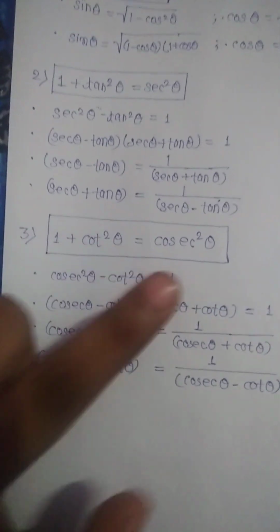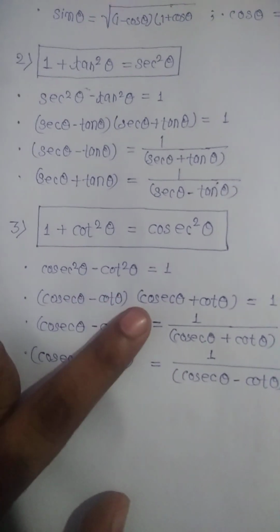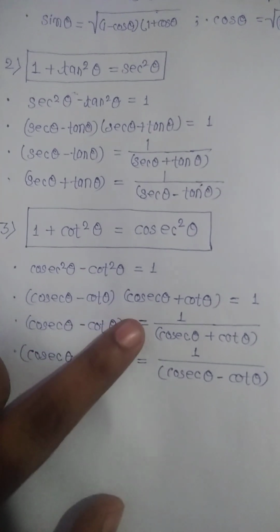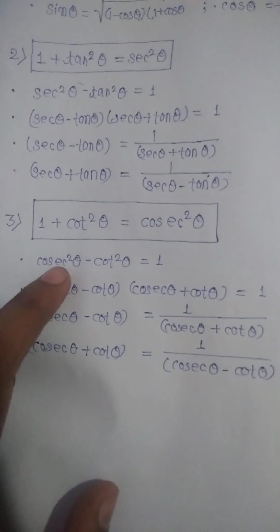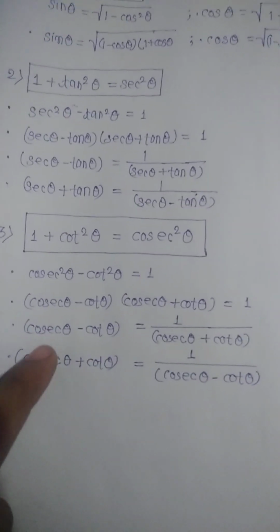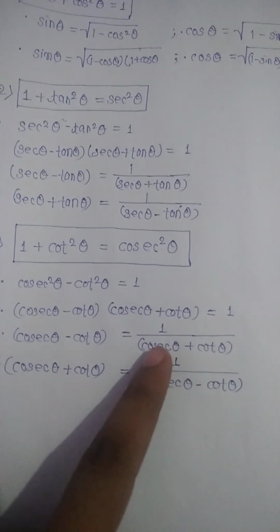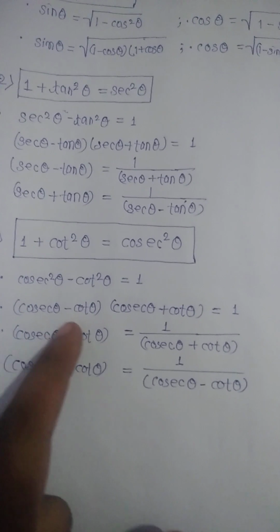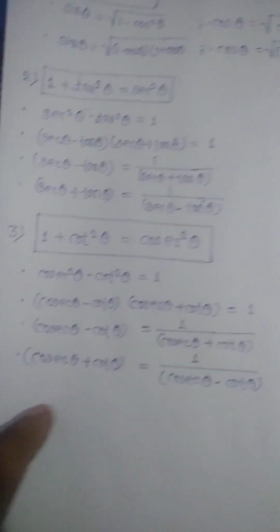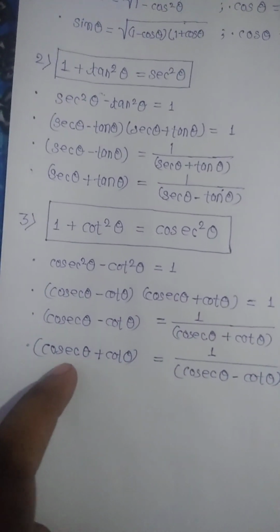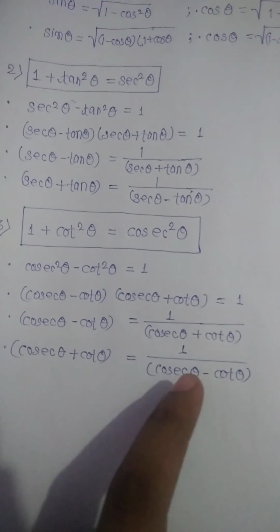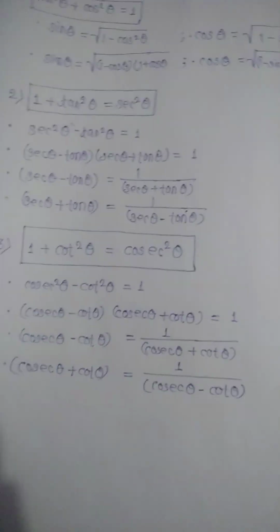Applying the same concept, if we send cot square theta the other way, it will be cosec square theta minus cot square theta equals 1. Then we can write a square minus b square as a minus b into a plus b, so cosec theta minus cot theta into cosec theta plus cot theta equals 1. So we can calculate that way: cosec theta minus cot theta equals 1 upon cosec theta plus cot theta. Similarly, cosec theta plus cot theta equals 1 upon cosec theta minus cot theta.